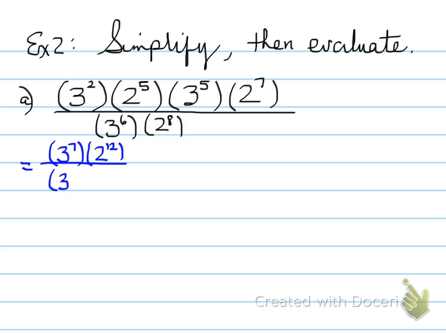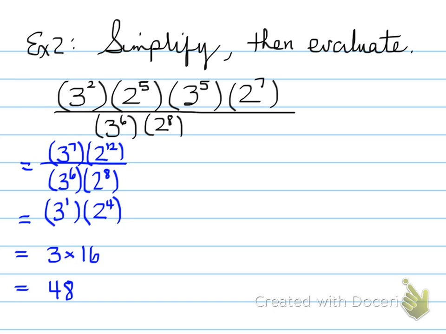On the bottom, you have 3 to the 6 and 2 to the 8, and we can use the quotient law. Quotient law, we subtract, so we have 3 to the 1 times 2 to the 4. 3 to the 1 is 3, folks. 2 to the 4 is 16, and then we can evaluate 48. So this is an example of how to deal with complicated questions with our mixed powers.